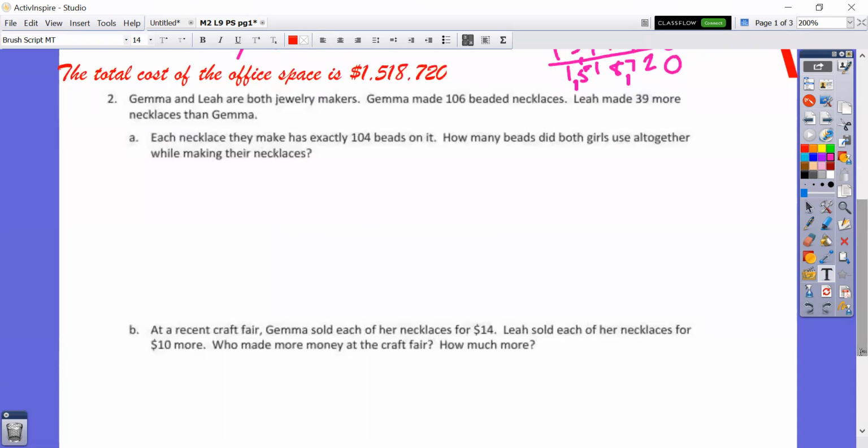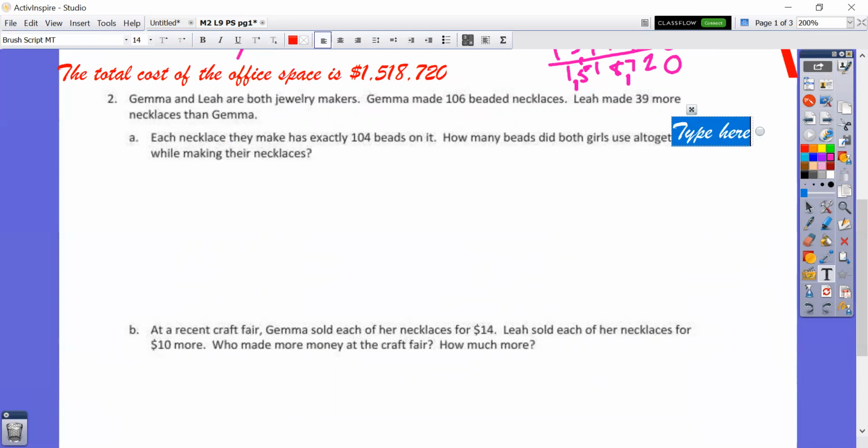It looks like it's multi-step. There's an A and there's a B. So let's go ahead and read this story, the math story. Gemma and Leah are both jewelry makers. Gemma made 106 beaded necklaces, and Leah made 39 more necklaces than Gemma. Okay, so if we're looking for all of them, we're going to need to add those together, right? So we'll find out. Each necklace they make has exactly 104 beads on it. How many beads did both girls use all together while making their necklaces?